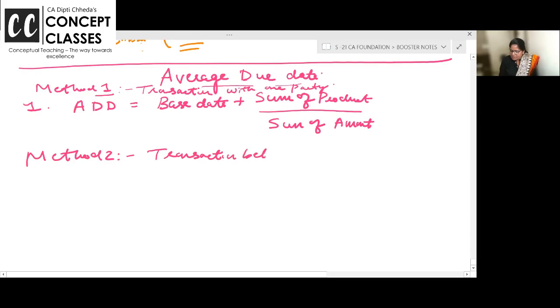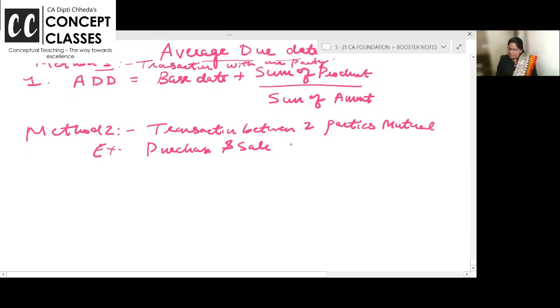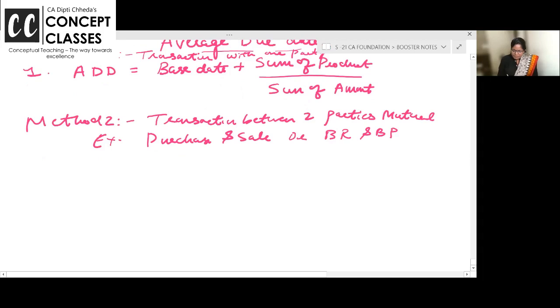Transactions between two parties, mutual, purchase and sale. Example, transactions between two parties are mutual, purchase and sale, or bills receivable and bills payable.